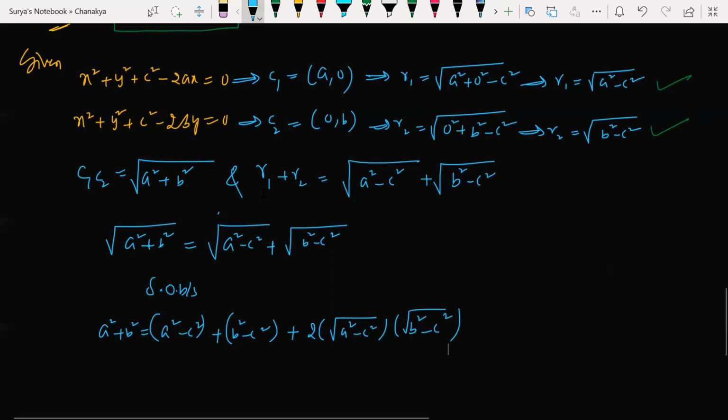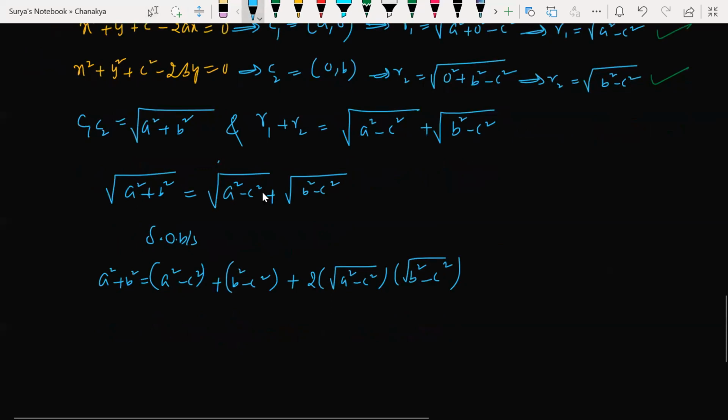Tell me guys, so what can I do here now? A square plus B square is equal to A square minus C square plus B square minus C square. Just make sure that you're multiplying these things properly. Look at this. So plus 2 times of this into this. Tell me, what would you get here?